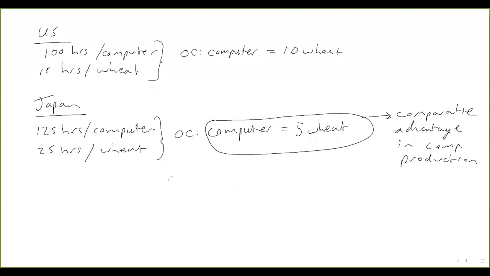So the takeaway is just because a country does not have an absolute advantage doesn't mean they can't have a comparative advantage. And if a country can produce all goods more efficiently than a potential trading partner, that doesn't mean that they can't benefit from trading due to the concept of comparative advantage.